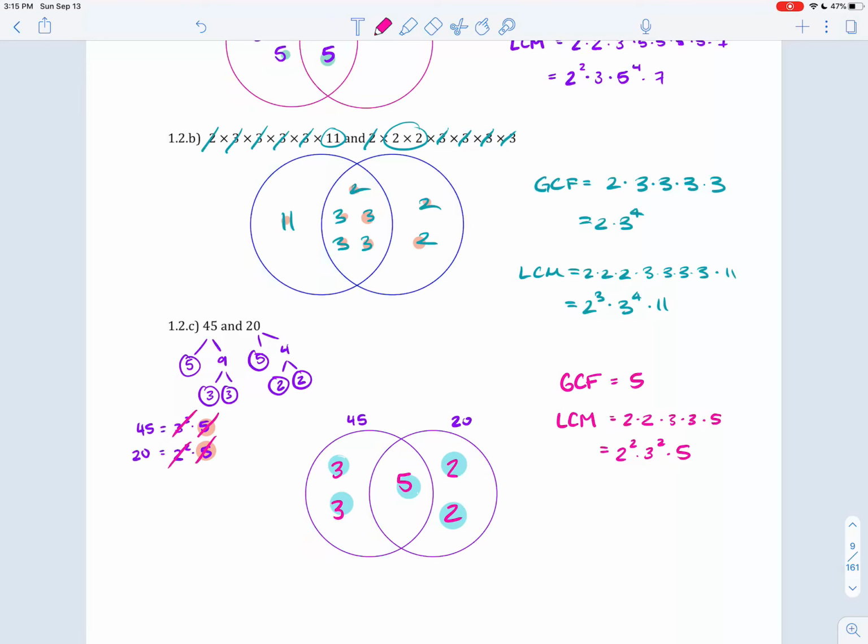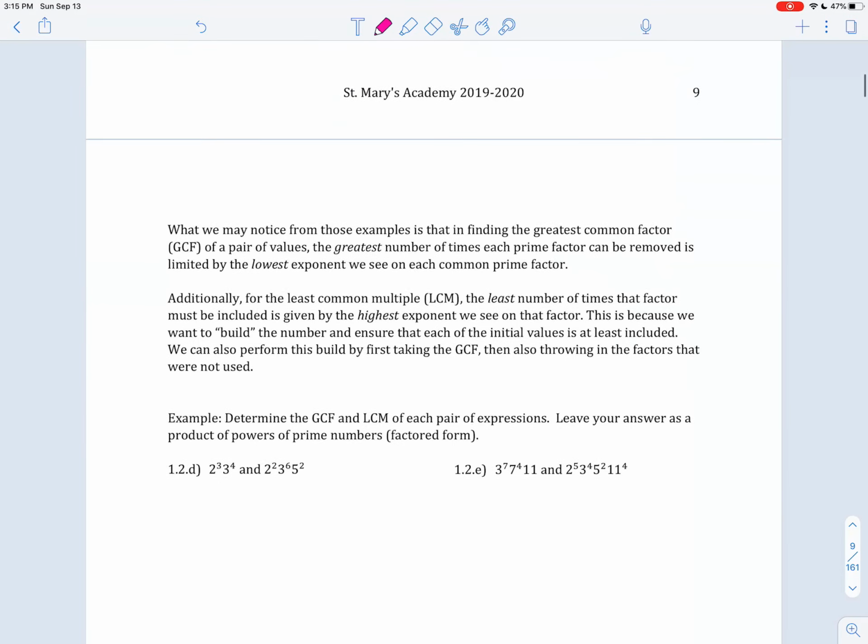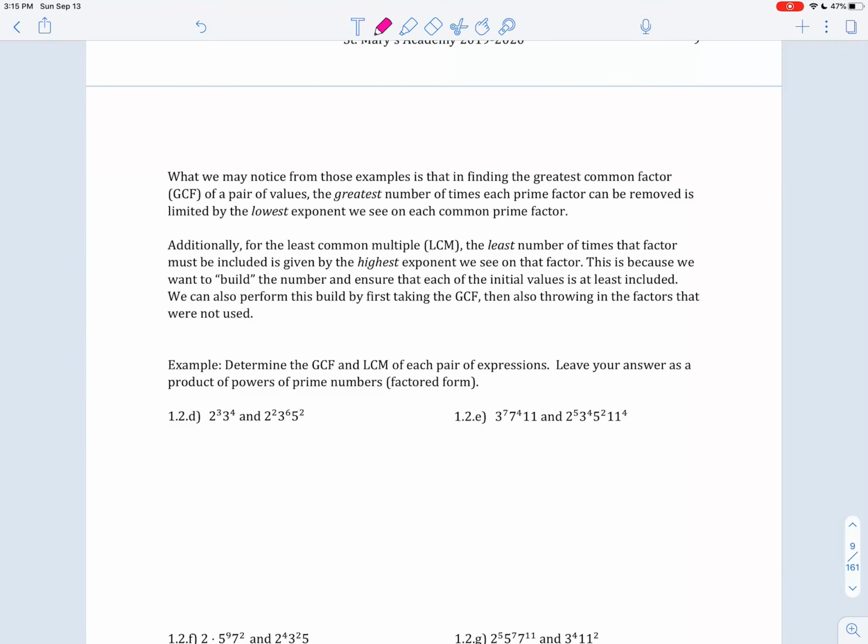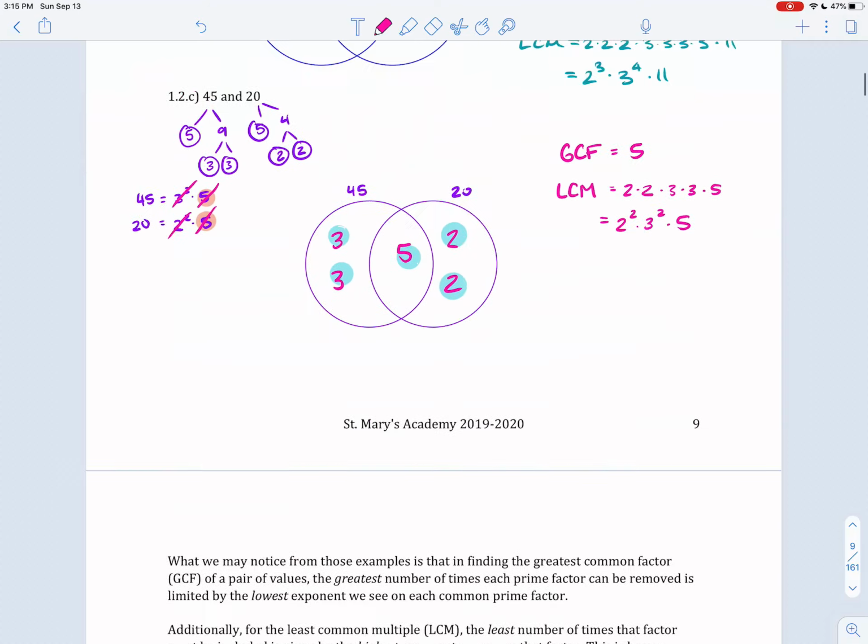Alrighty, Venn diagrams are awesome. Yeah, they're pretty dope. Do we always have to use them though? Oh, what a question. Someone's been reading ahead in the notes. No, we don't have to use them. There are faster ways to do things, and they come from the exponential form or the power form of the prime factorization.